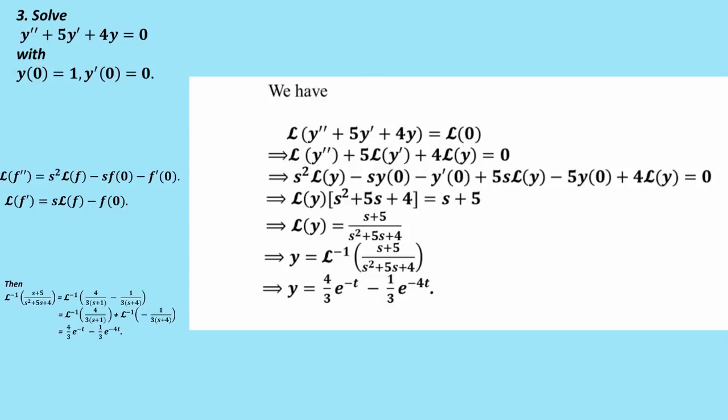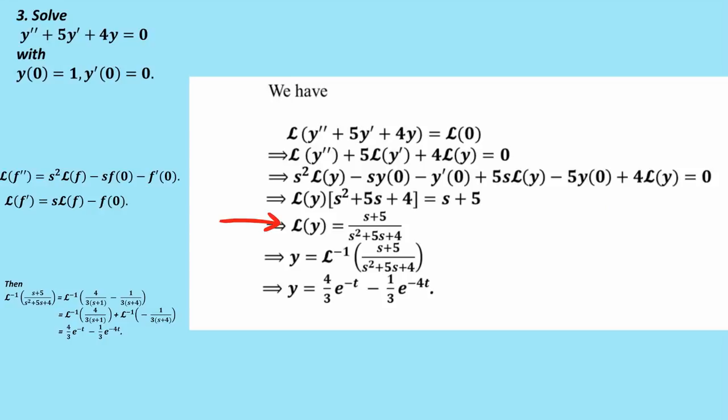and I know what, for example, this term y0 is. I know this y0. So once I replace all of them with the initial conditions, I'm left with the Laplace transform of y is equal to s plus 5 divided by s squared plus 5s plus 4.